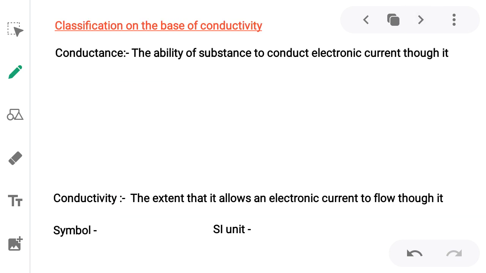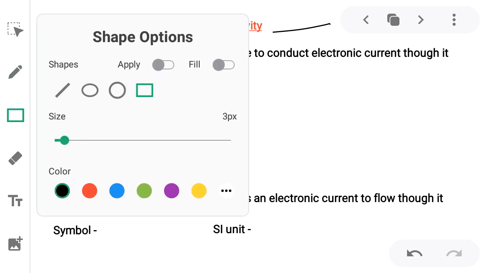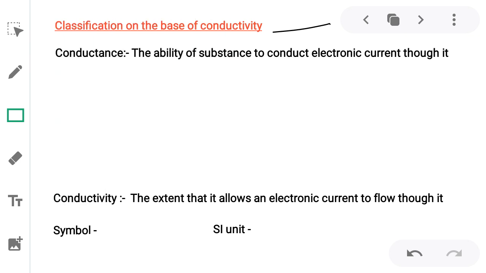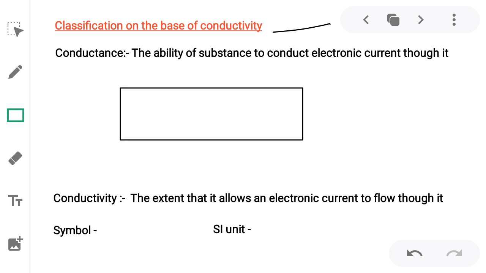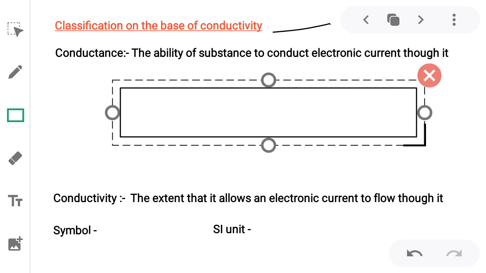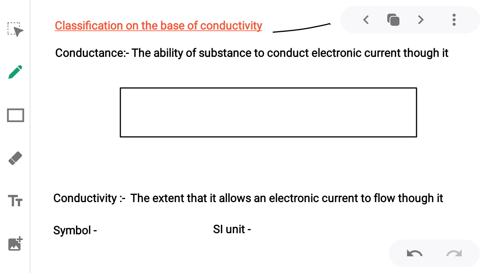Next point, classification of the elements. On the basis of two points, we classify the elements into conductor, semiconductor, and insulator. First point, classification on the basis of conductivity. Before that, consider conductance. To understand conductors, I consider one substance. What is the definition? It says the ability of a substance to conduct electric current through it.